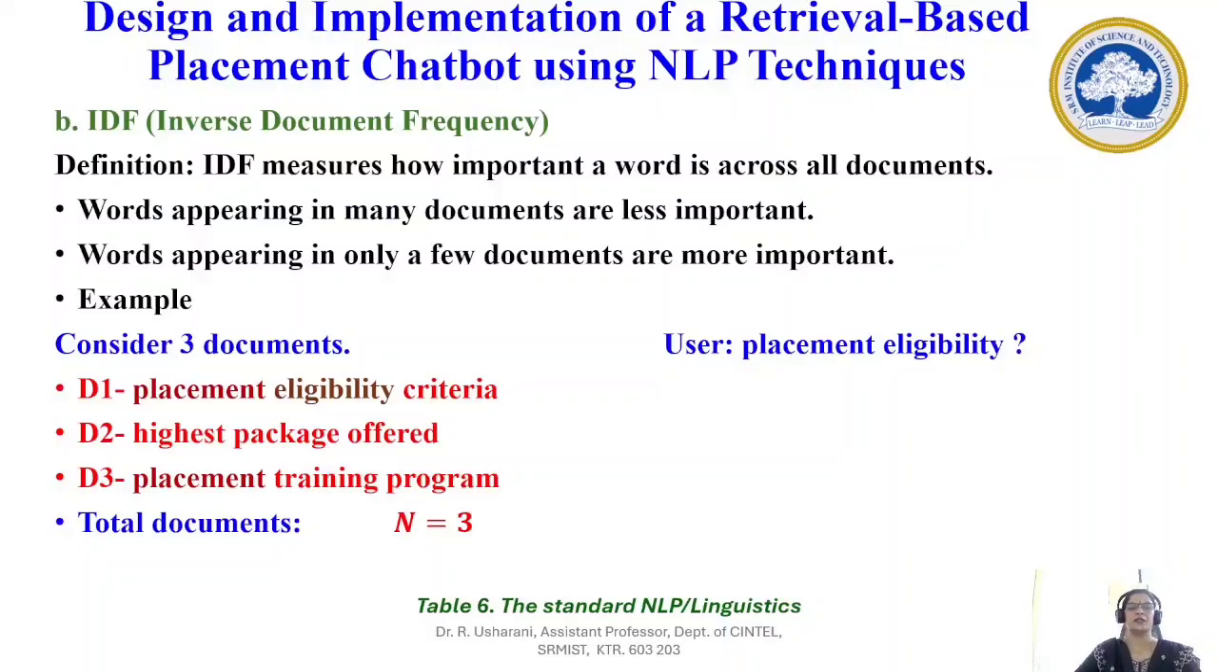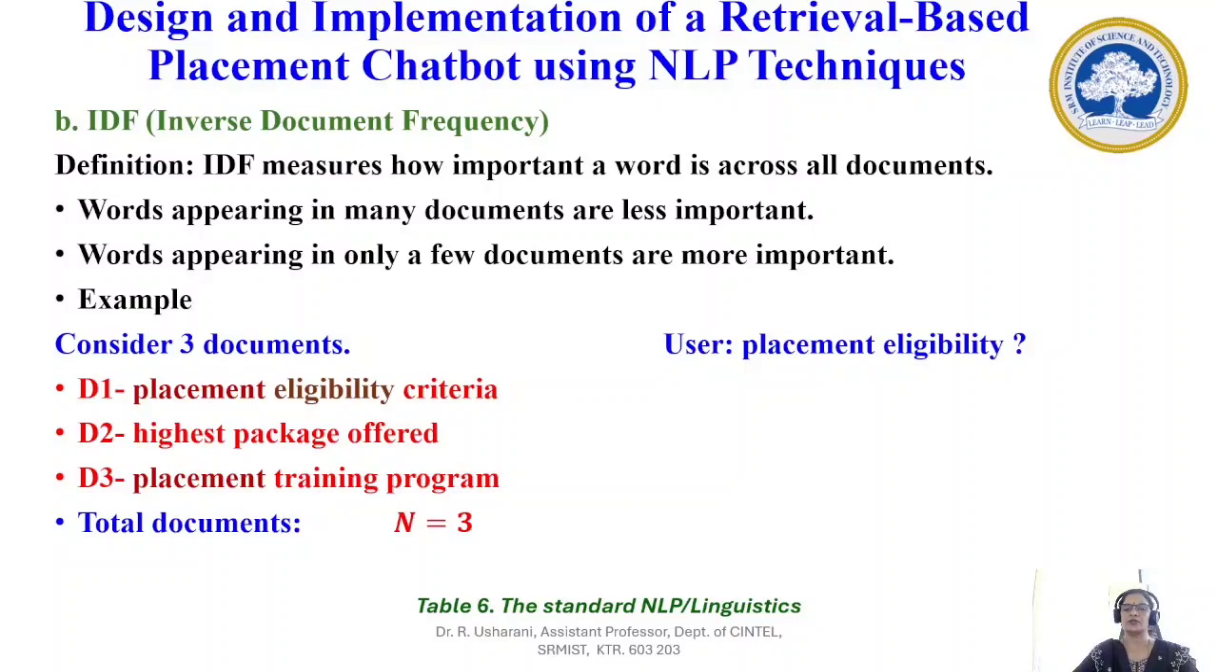Next we can move on to inverse document frequency. It measures how important a word is across all documents. Words appearing in many documents are less important. Words appearing in only a few documents are more important. For example, there are three documents: document 1 contains the sentence placement eligibility criteria, document 2 contains the sentence highest package offered, and document 3 contains the sentence placement training program. So there are three documents in total, therefore n equals 3.